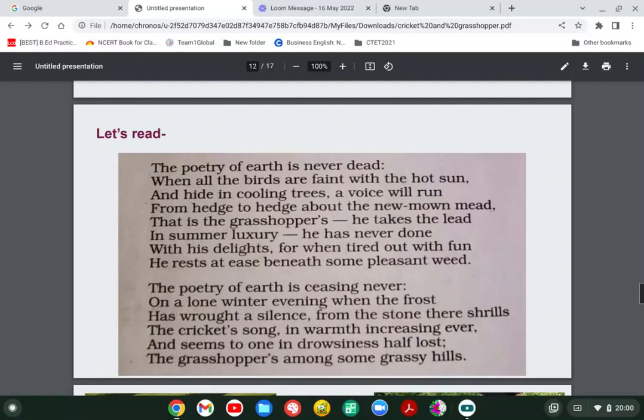The poetry of earth is never dead. When all the birds are faint with the hot sun and hide in the cooling trees, a voice will run from hedge to hedge about the new mown mead. That's the grasshopper, he takes the lead. In the summer luxury, he has never done with his delights, for when tired out with fun, he rests at ease beneath some pleasant weed.